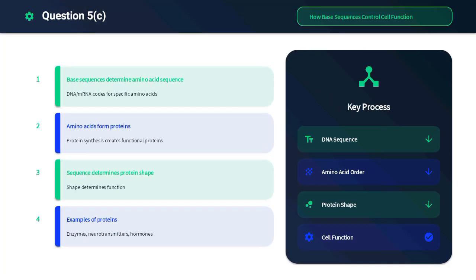Part C asks us to outline how the base sequences in DNA control cell function. This is about the central dogma of molecular biology. First, the base sequences in DNA determine the sequence of amino acids in proteins. This happens through transcription into mRNA and then translation. Second, amino acids join together to form proteins through protein synthesis. The order of amino acids determines what protein is made.